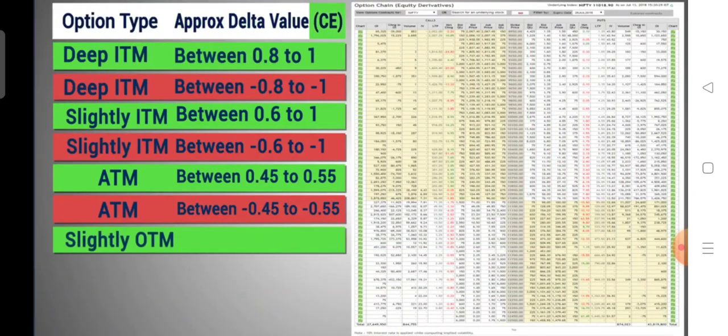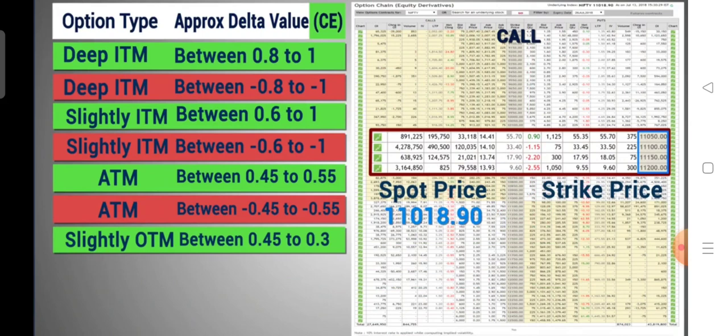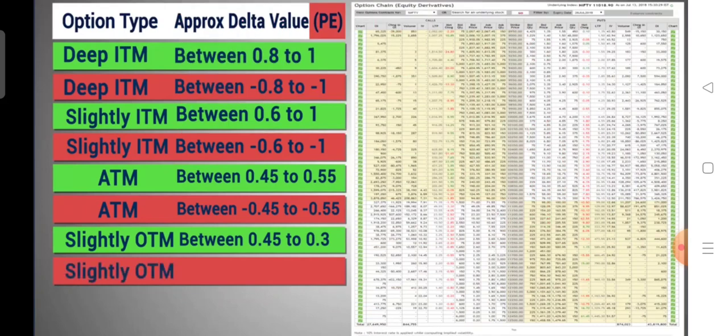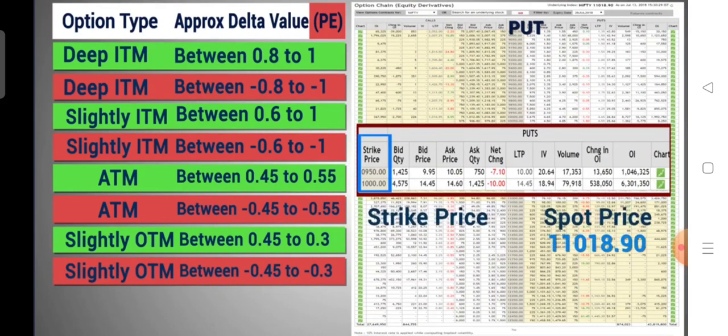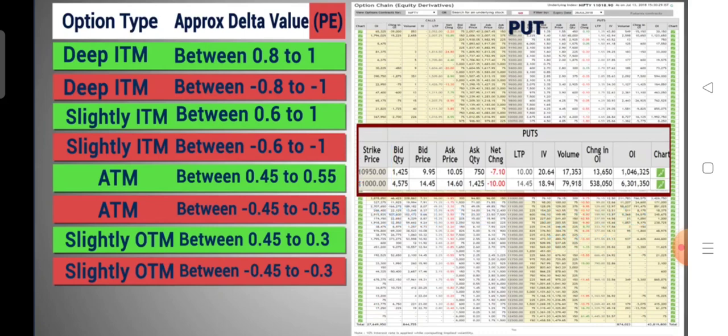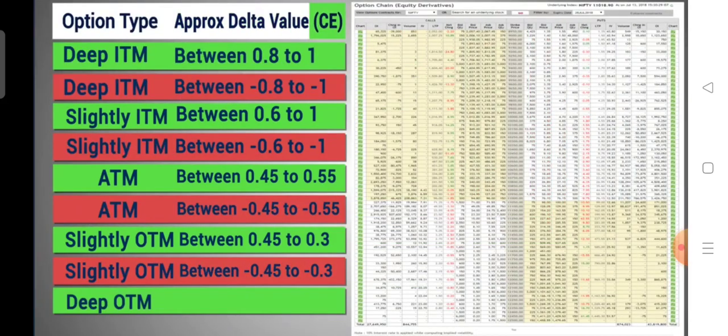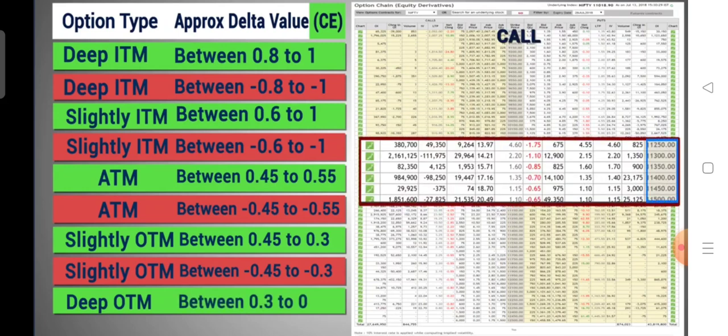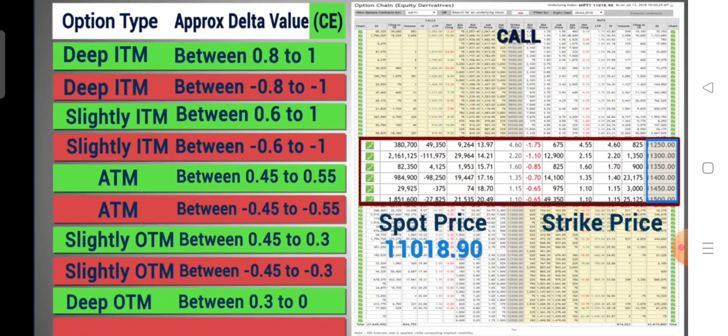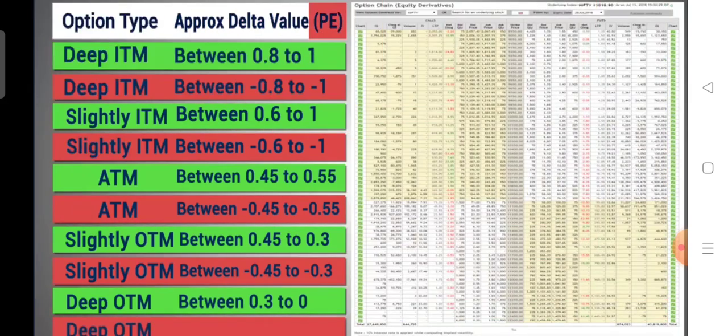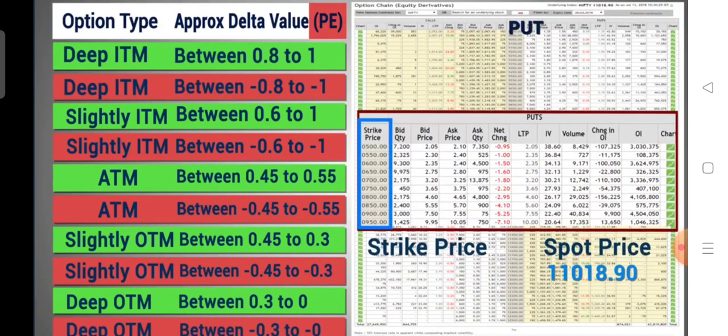In case of slightly out of the money option, we can see that delta for a call option normally ranges between 0.45 to 0.3, whereas in the case of put option it will be minus 0.45 to minus 0.3. And if the option type is deep out of the money, then the delta value will be 0.3 to 0 in case of call options and minus 0.3 to 0 in case of put options.